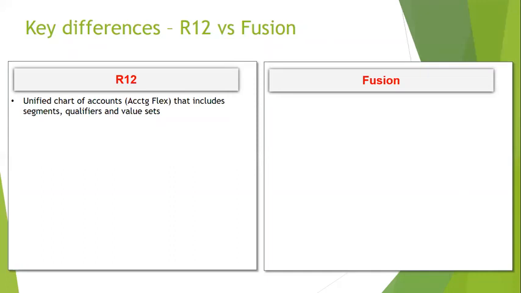Whereas in Fusion, this chart of accounts has been broken down into two parts. Whatever chart of accounts you do in EBS has been broken into two parts. We call it a chart of account structure and COA structure instance. Is that clear? Right. So why has it been broken? What is the business need behind that? We'll discuss what is the logic behind that.